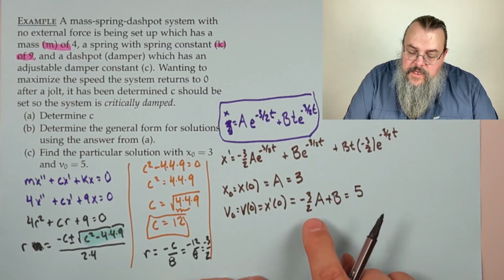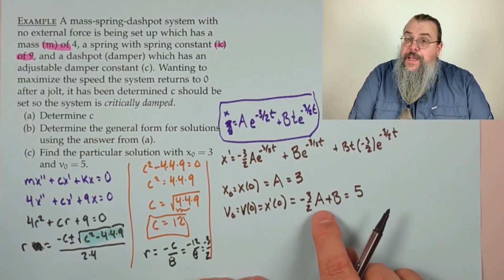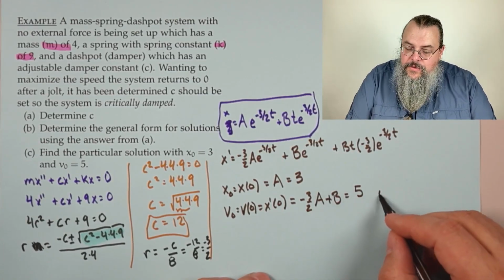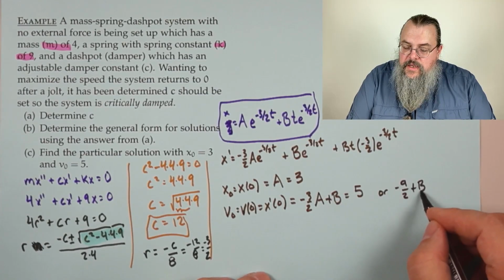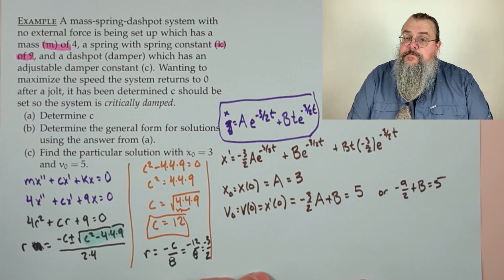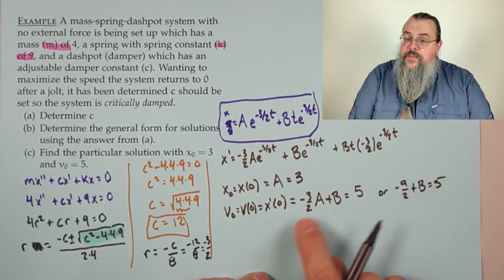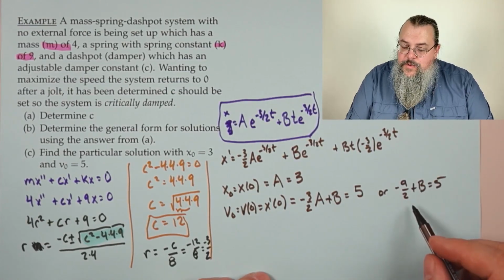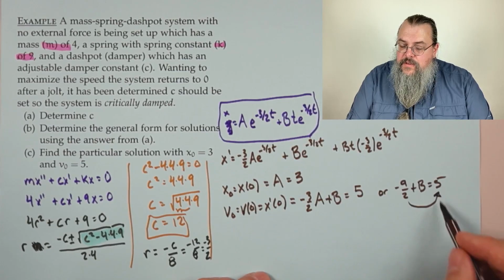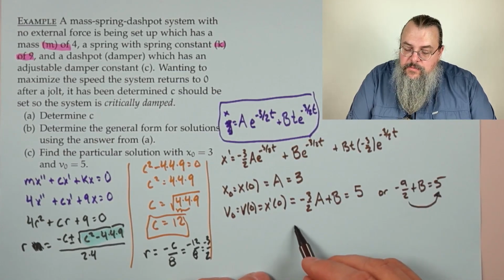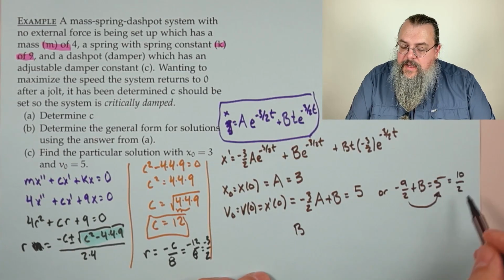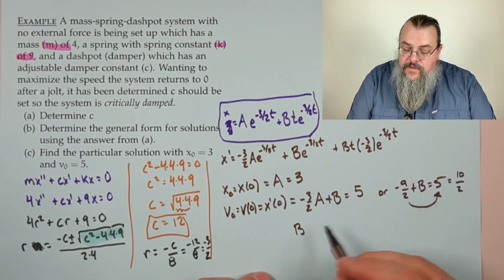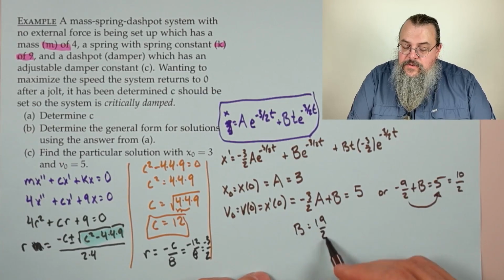But negative 3 halves times a, we know what a is. So we can say negative 9 halves plus b should be equal to 5. All right, because negative 3 halves times 3 is negative 9 halves. Well, move that across, and we end up with b, well, 5, we can say it's the same as 10 halves. You add 9 halves, so b is 19 over 2.